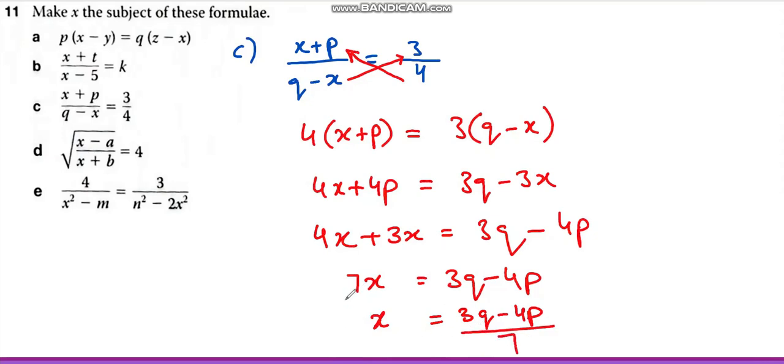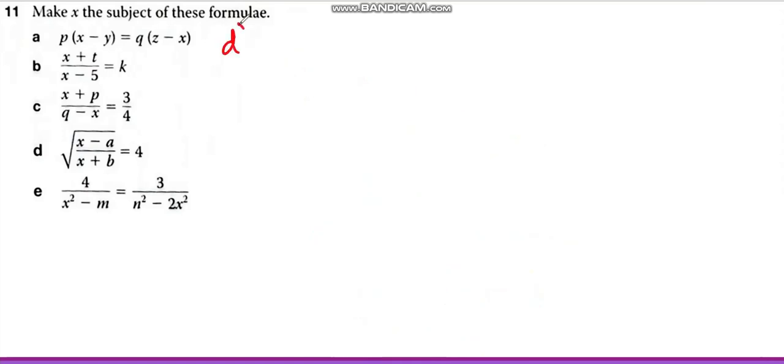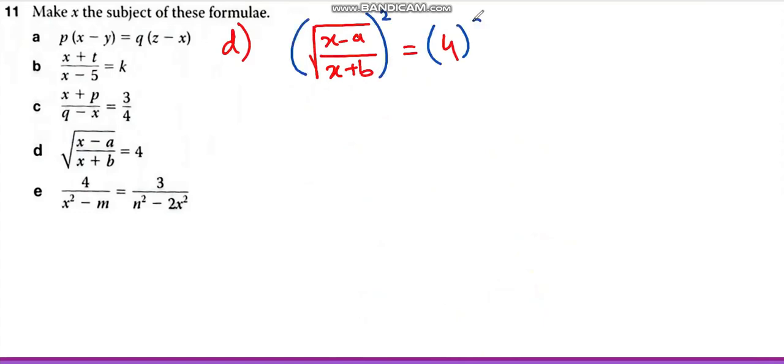Because if I divide both sides by 7, the 7 cancels on the left side. Now I can do the d part. In the d part, we have root of (x minus a) over (x plus b) equals 4. First of all, we can remove this square root. To remove the square root, I can take the square on both sides.